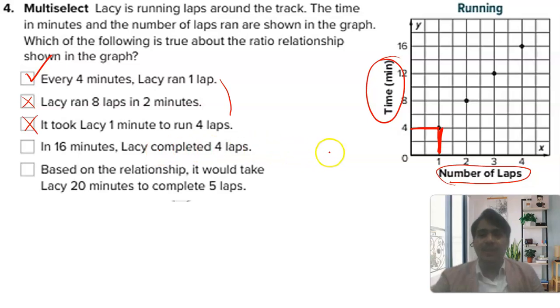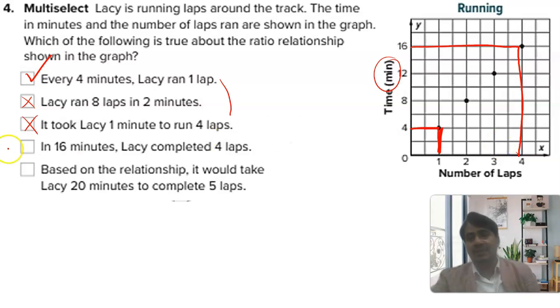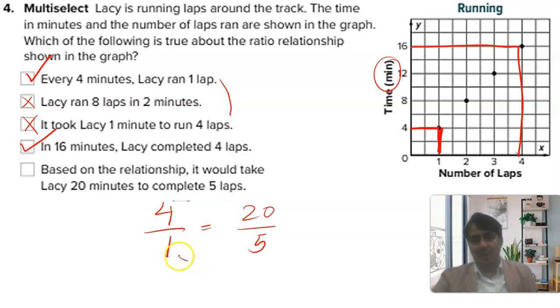In 16 minutes, Lucy completed 4 laps. So this is minutes; in 16 minutes she completed 4 laps. Yes, correct. Based on the relationship, it would take Lucy 20 minutes to complete 5 laps. This is correct because 4 minutes is 1 lap, so 20 minutes for 5 laps. Here we multiply by 5, and here also multiply by 5. So the answer is yes, it is correct.